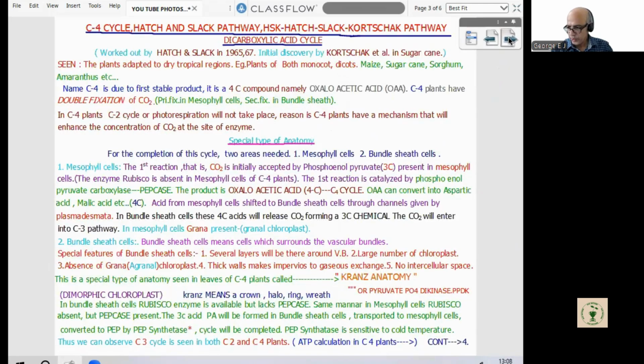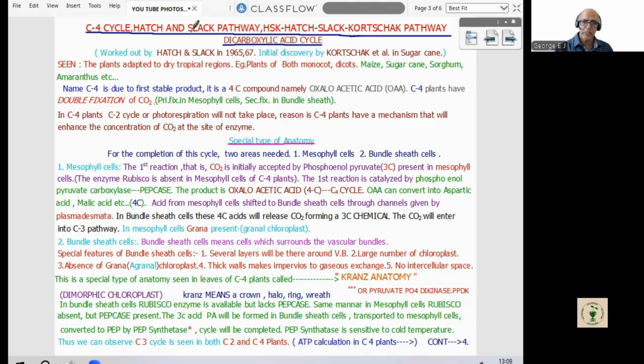Now we can proceed to the next cycle, more important from the exam point of view, the C4 cycle. As usual, many synonyms are there: the Hatch and Slack pathway, HSK pathway, where K stands for Kortschak, the dicarboxylic acid cycle, etc. Many names are there. It is called the C4 cycle because the first stable product is a 4-carbon acid.